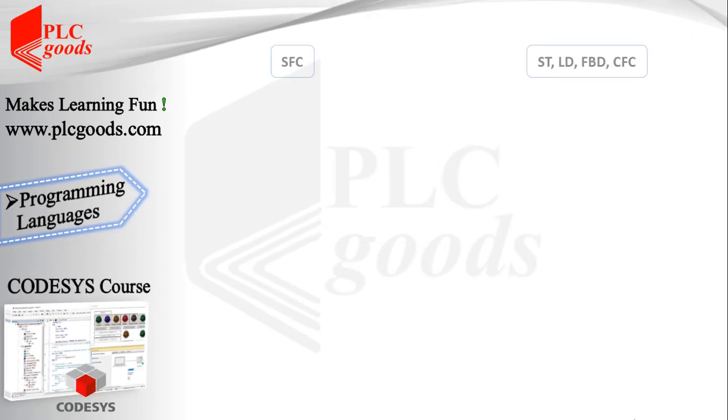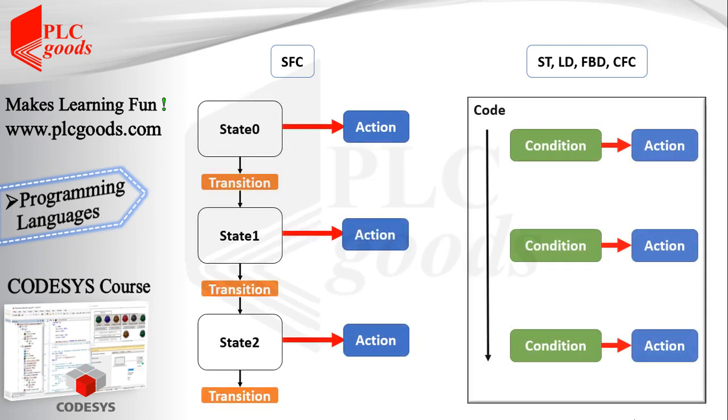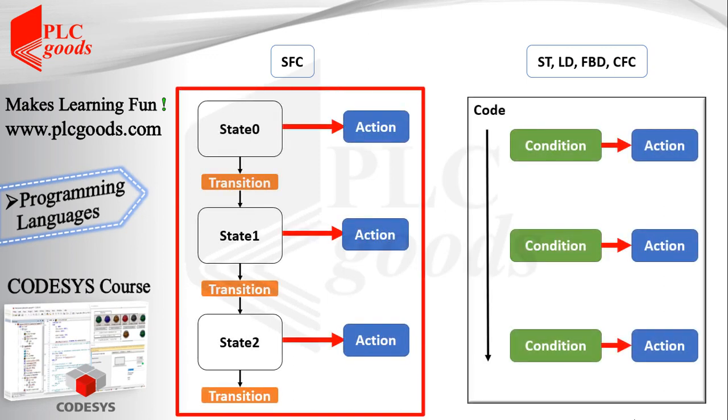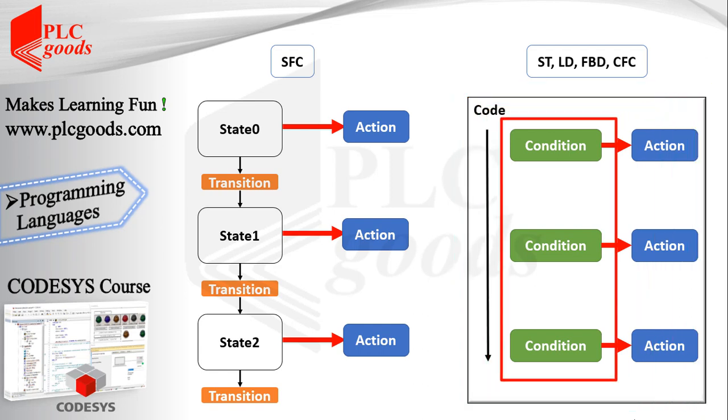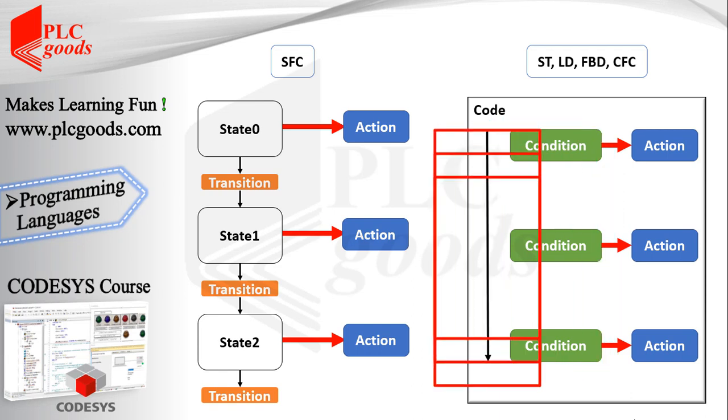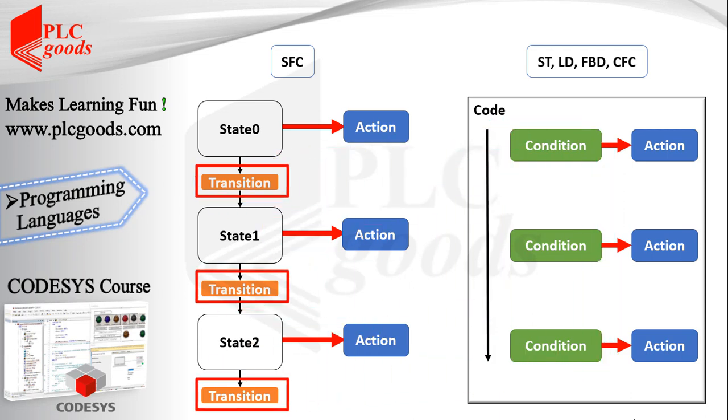Alright, let's compare SFC language with others. Usually, SFC is suitable for a group of tasks which must be done in a specific order. Other languages, especially ladder and FBD diagrams, are suitable for tasks which work independently. Note that on the right side, all conditions are checked during each scan cycle. In consequence, all of them must be written exactly, in contrast to transitions, which are normally simple and short, because the controller needs to check a few conditions related to one state.